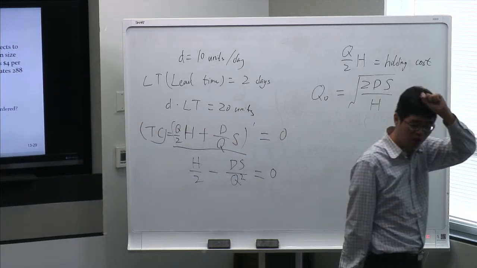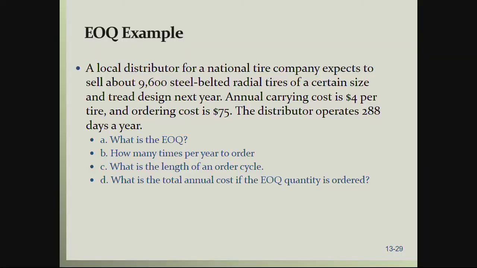First EOQ, I hope everybody can handle part A. Pretty straightforward. So EOQ is like Q0? Yes, EOQ represents economic order quantity. What is economic order quantity? It's the optimal order quantity, right? This is the optimal order quantity.